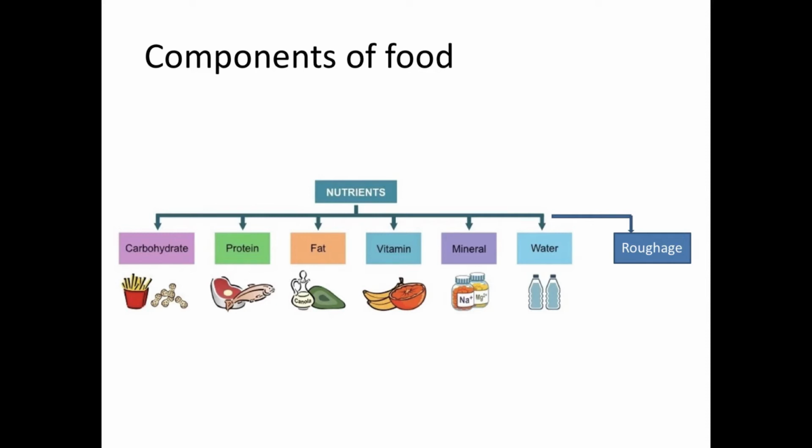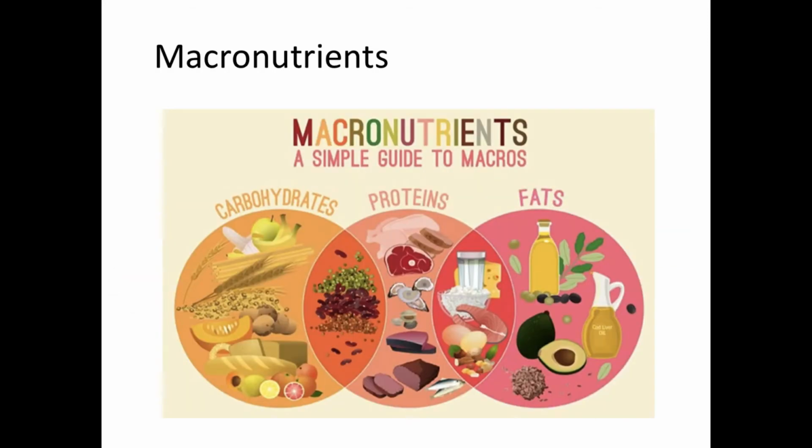Under these nutrients, there are 5 different nutrients which are further classified into 2 different categories. Those are macronutrients and micronutrients. So what do we mean by macronutrients? Macronutrients are those nutrients which are required by the body in a larger amount. So under macronutrients you have carbohydrates, proteins and fats.